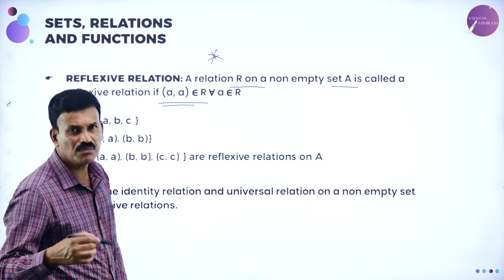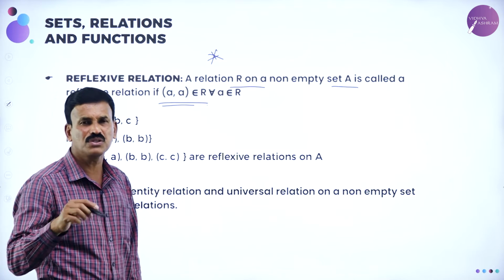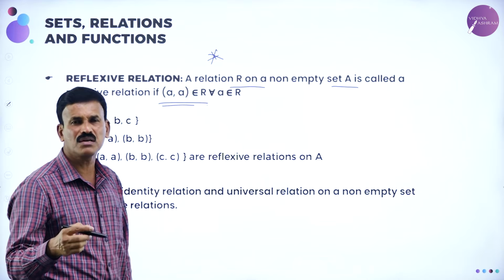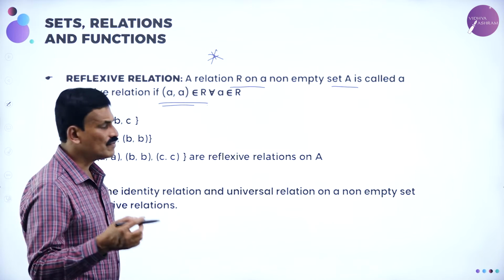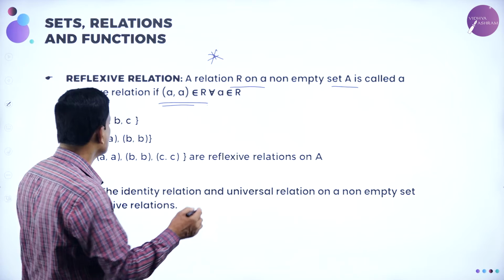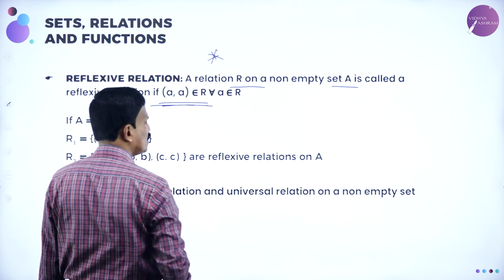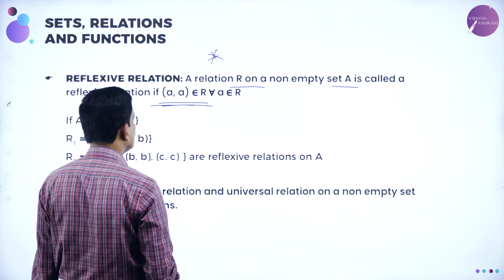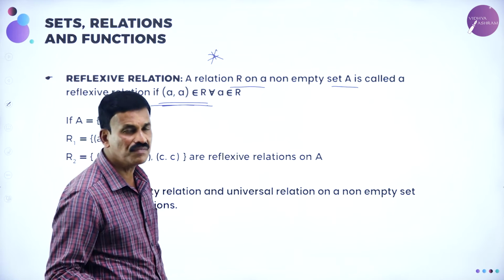If (a, a) belongs to R, for example (1, 1), (2, 2), (3, 3), (x, x), (y, y) belong to R, then the first element of the first set A and the first element of the second set B are all the same, that is (a, a). If (a, a) belongs to the relation, such a relation is called reflexive.